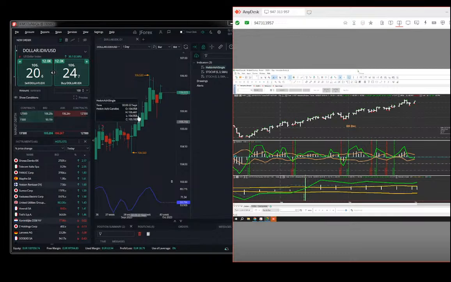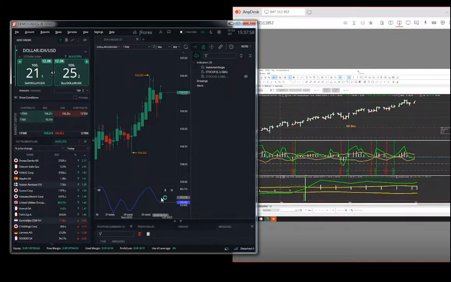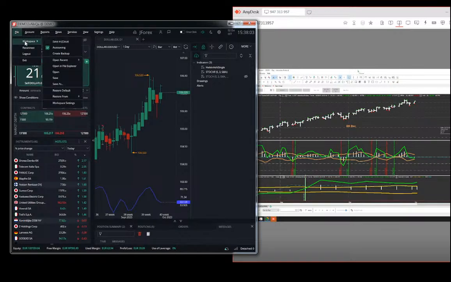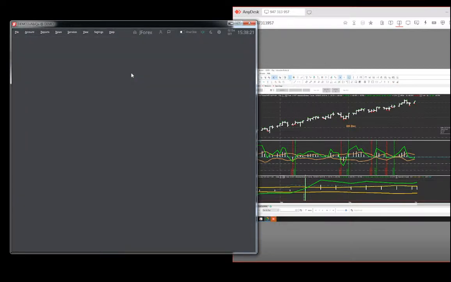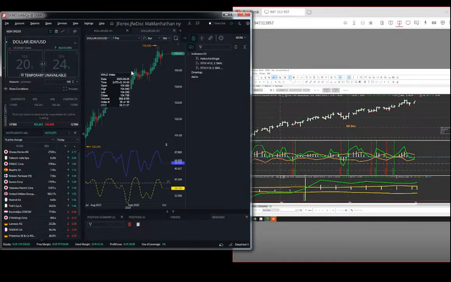And same situation here. Let's see if we can find the other line. Where is it at? Where'd it go? So let's see if we can open this up again. File, workspace. Save in the cloud. Let's see. There it is right there. And it's going to fill in again. There we go. And there it is.